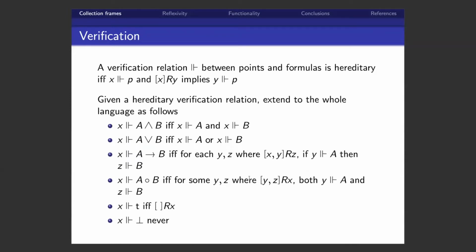So a verification relation on them has to obey one condition, and that's a heredity condition here, which may be familiar if you're familiar with ternary relational models for relevant logics. If P is verified at point X and singleton X relates to Y, then P is verified at Y. So verification is preserved up these singleton relations. The singleton relations here are doing a lot of the same job that the heredity relation in the ternary relational frames is doing.